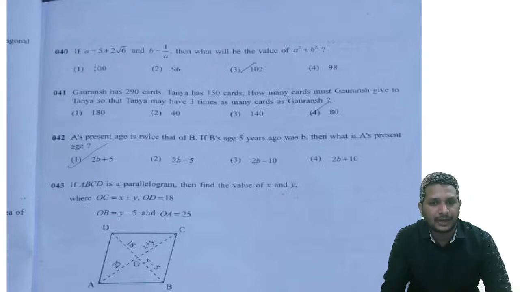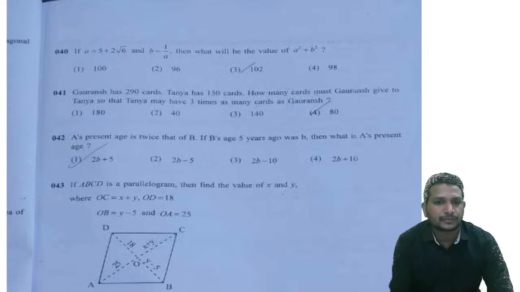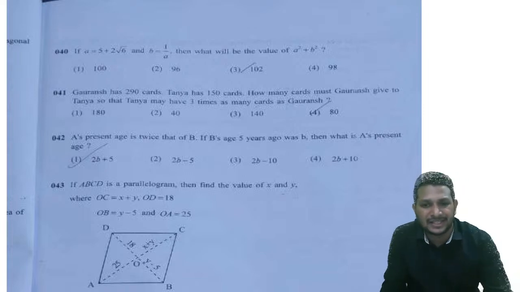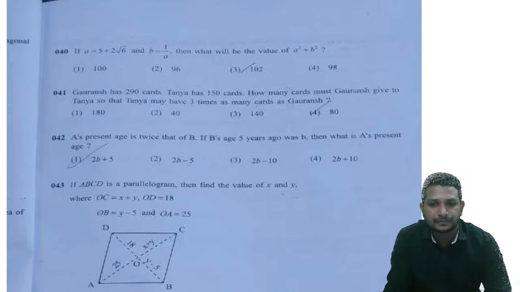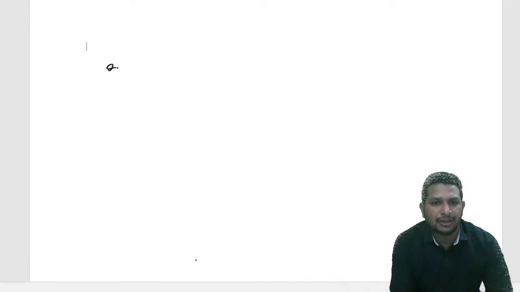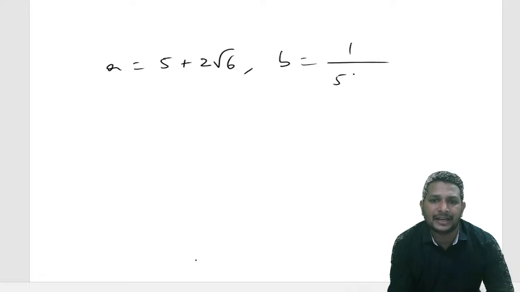So let's see the calculation on the board. As they gave only the value of a, first we need to find the value of b. Then after getting a and b values, we'll substitute in a square plus b square. Now the value of a is given as 5 plus 2 root 6, right? So the value of b is how much? 1 by a, 1 by 5 plus 2 root 6.